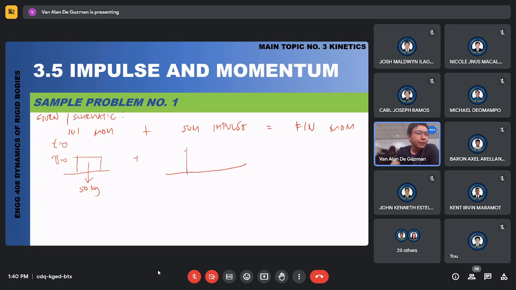for the same crate, ano naman po ba yung summation of all the impulses natin? Ano naman po ba yung net force natin na in-apply dito sa ating crate? Ano? Ano ba yung ating impulse? That is the net force multiplied by the duration or the change in time. Ano? So ano yung meron sa atin dyan? We need to take into account ano po yung net force natin or ano po yung lahat ng forces na in-apply natin dito sa ating object.